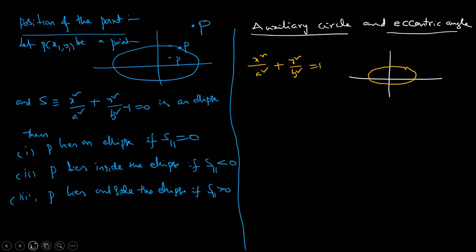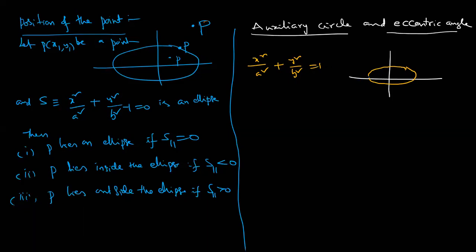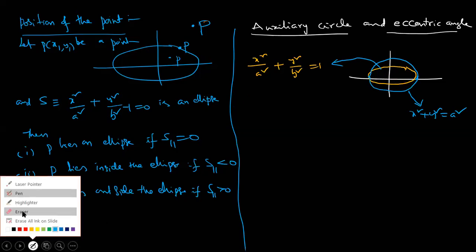So how to draw that one? See, dear student, I'm drawing the picture like that. So this is the diameter, that is 2a. So that means x square plus y square is equal to a square. This is the equation of the auxiliary circle. So please write down the definition. I'll tell you.